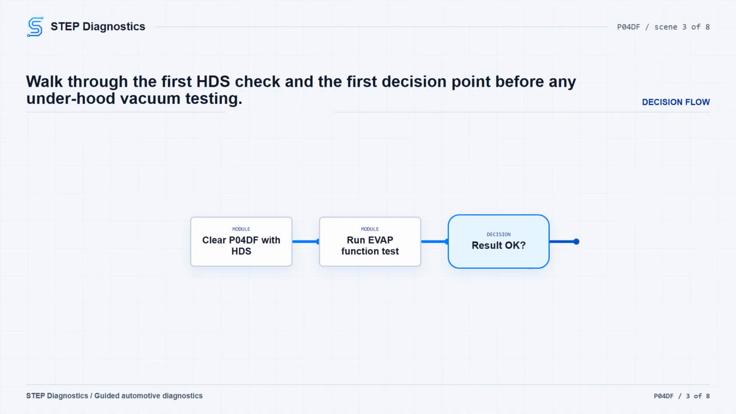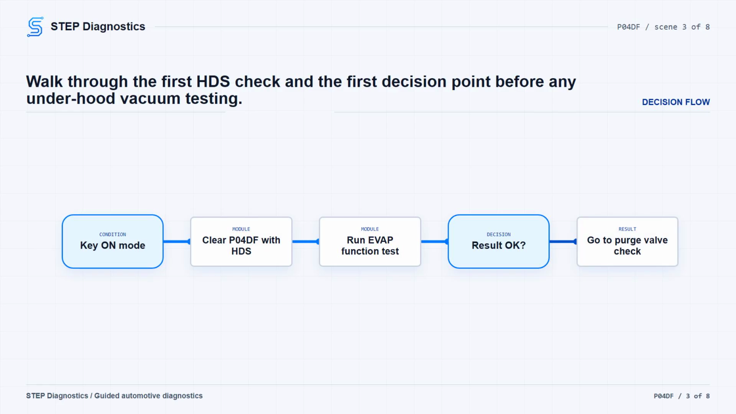Begin by turning the ignition switch to ON (II) or pressing the engine start/stop button to select ON mode. Clear the DTC with the HDS. Then, with the HDS, select the EVAP test and run the function test. This is the first split in the diagnosis.